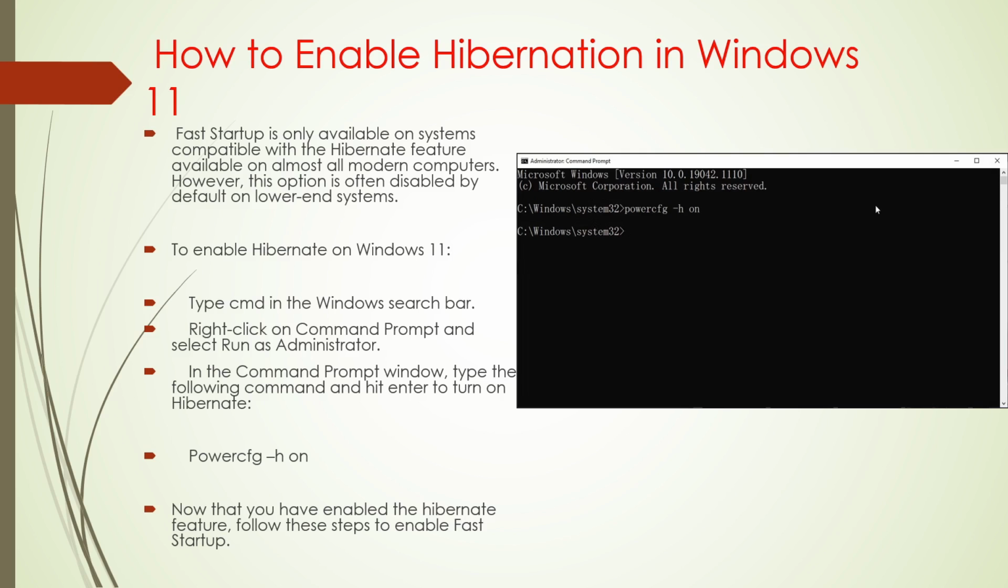To enable Hibernate on Windows 11, type in CMD in the Windows search bar. Right-click on Command Prompt and select Run as administrator. In the command prompt window, type the following command and hit enter to turn on Hibernate. Type in powercfg /hibernate on. Now that you have enabled the Hibernate feature, follow these steps to enable fast startup.